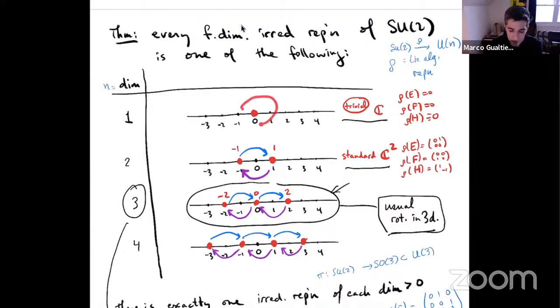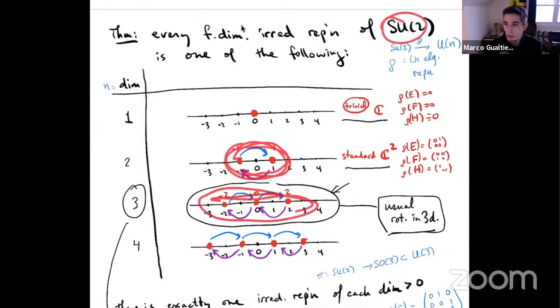And this is a list of the irreducible representations. They're indexed by a positive integer, and that integer is the size of the matrix. So in this representation, any element of SU2 is represented as a 2 by 2 matrix. In this one, it's a 3 by 3 matrix, and so on.